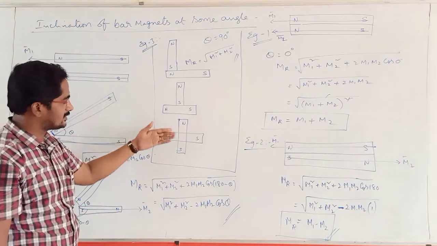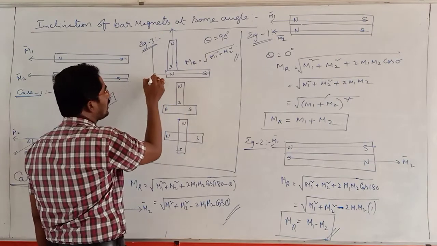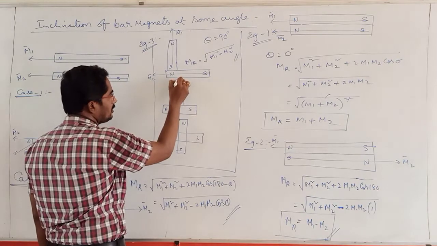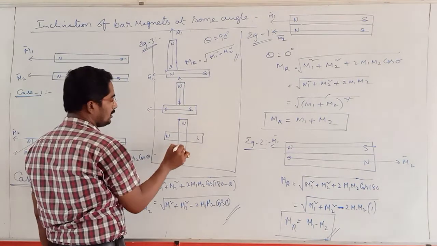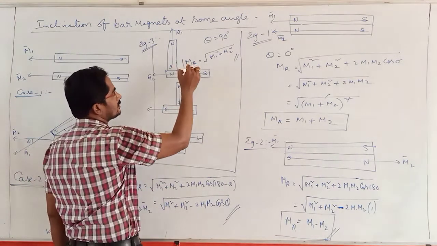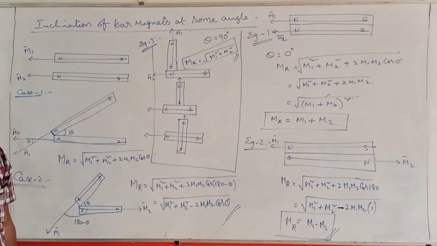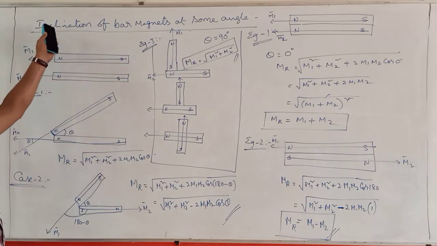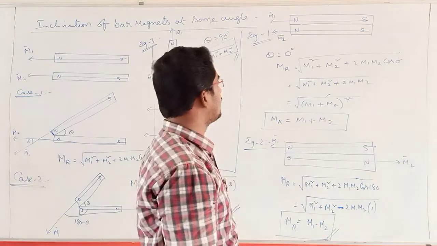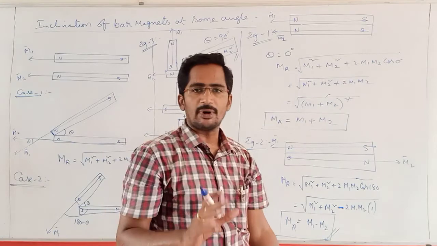For all these three cases, m1 and m2 are both perpendicular. Here also m1, m2 are perpendicular. Here also m1, m2 perpendicular. So for all these three cases, the resultant moment formula is root over m1 square plus m2 square. So with that, that is over. Now I am going to give you some example problems regarding this inclination of magnets and bending of magnets. I am going to discuss some problems. Let's see them.